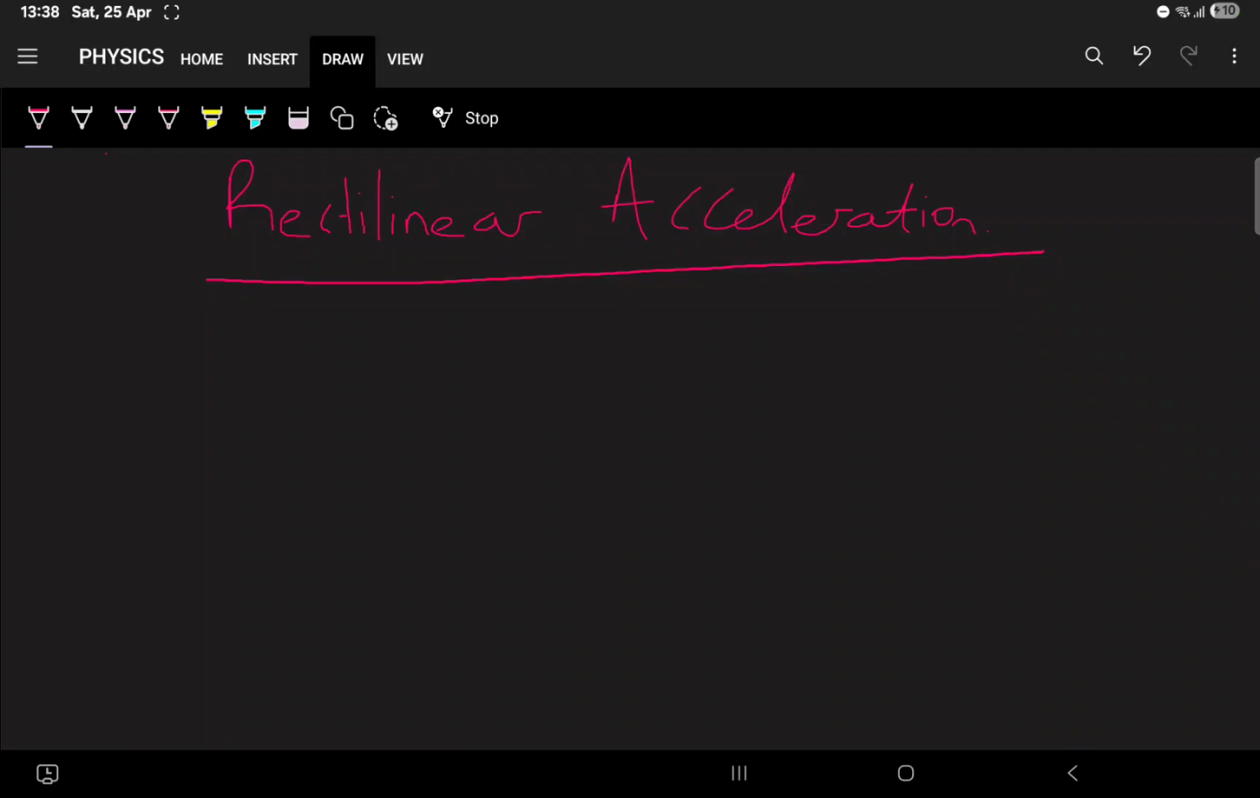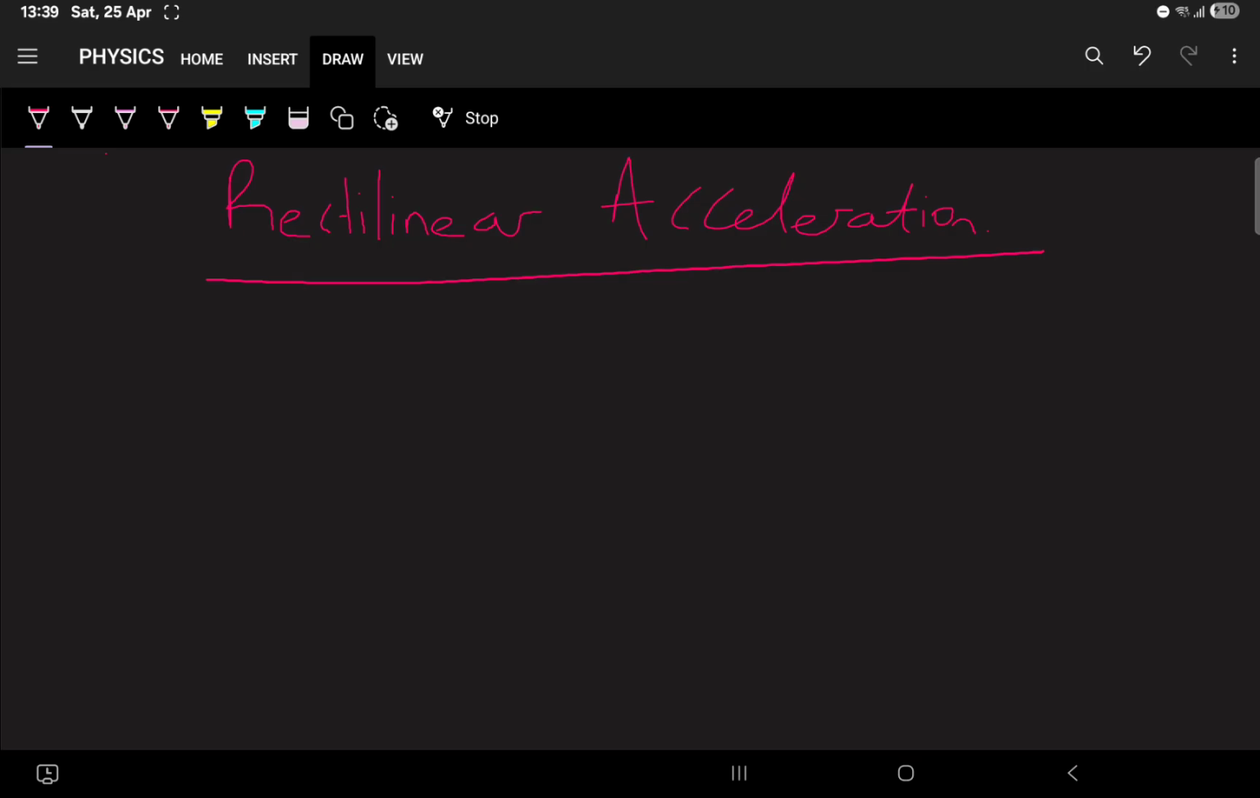Good day. Today we'll be discussing rectilinear acceleration. Now, first of all, what does the term rectilinear acceleration mean? Rectilinear acceleration means the rate of increase of velocity along a straight line path in a unit time. So in simple terms, it is acceleration along a straight path in a unit time.